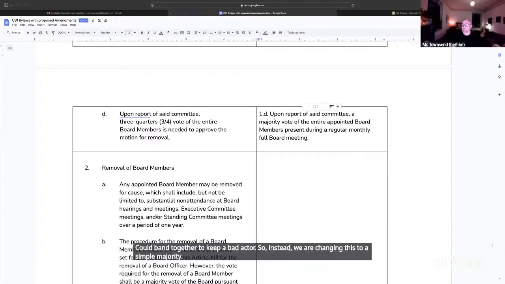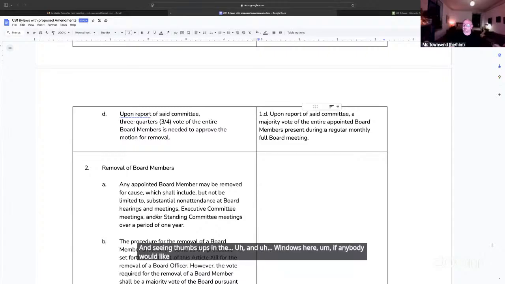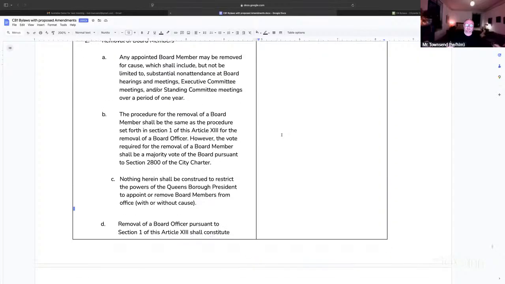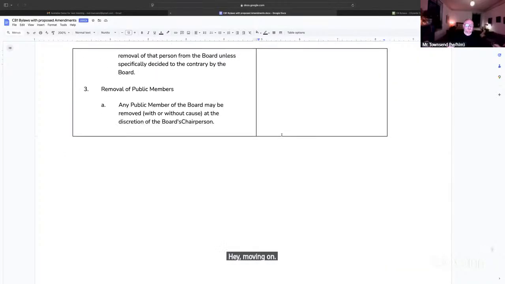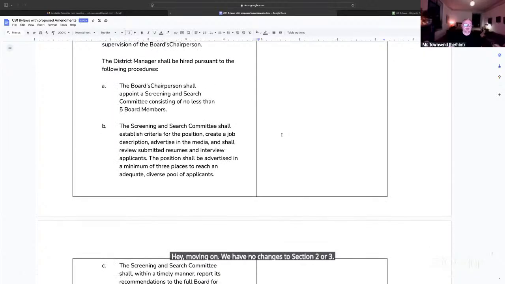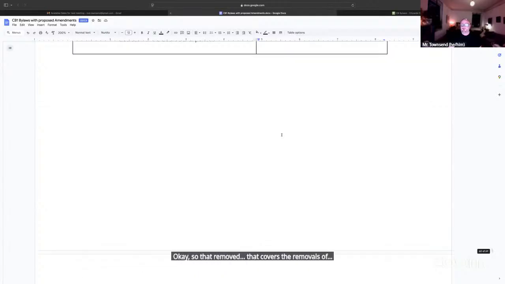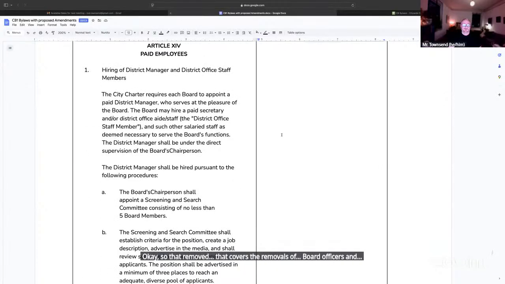I'm seeing thumbs ups in the windows here. If anybody would like to discuss it further, otherwise I'm taking those thumbs up as approval, and I would like to continue to scroll on. Okay, moving on. We have no changes to section 2 or 3. Okay, so that covers the removals of board officers and board members.